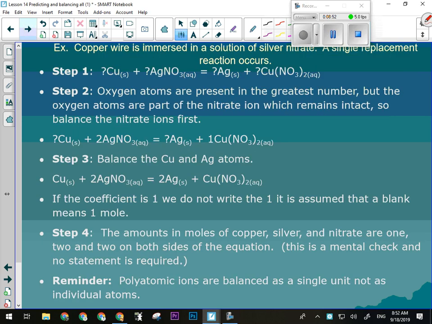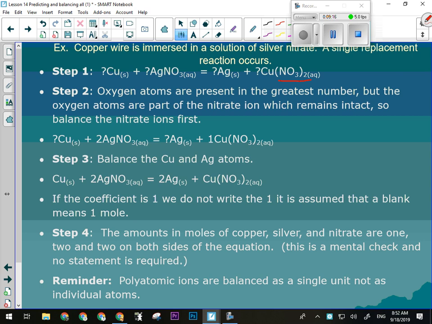Okay, so using this one here as an example of a balancing reaction, we would have copper reacting with silver nitrate to produce silver and copper nitrate, and so that's a single replacement reaction. The thing that's present in the largest number right now is nitrate. It's got a 2 beside it, everything else is a 1, so I'm going to balance it first.